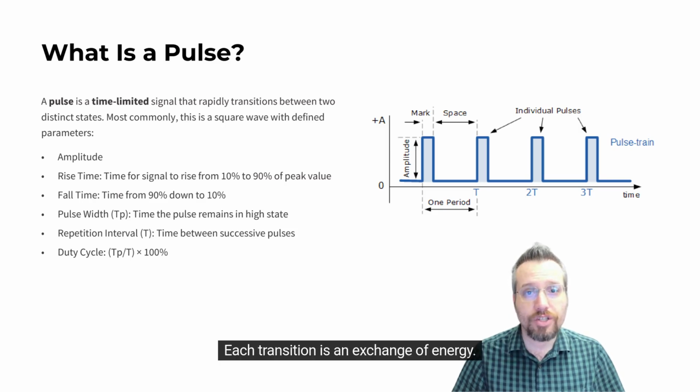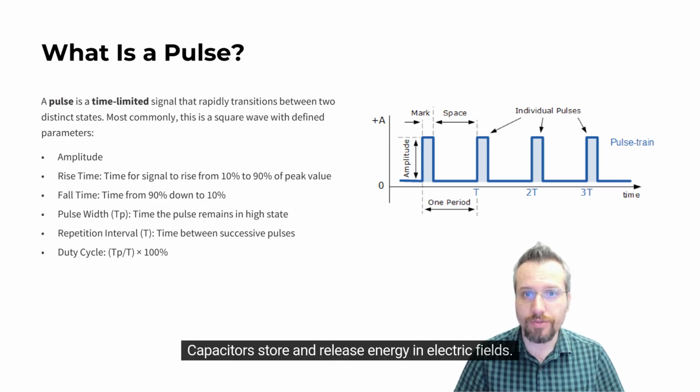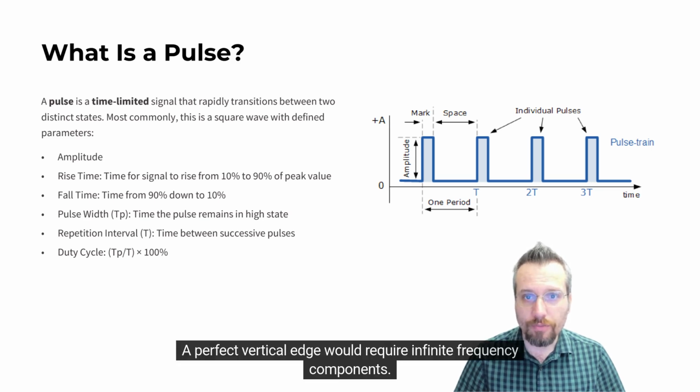Each transition is an exchange of energy. Capacitors store and release energy in electric fields. Inductors store and release energy in magnetic fields. A perfect vertical edge would require infinite frequency components. Real systems have finite bandwidth, which smooths sharp edges.